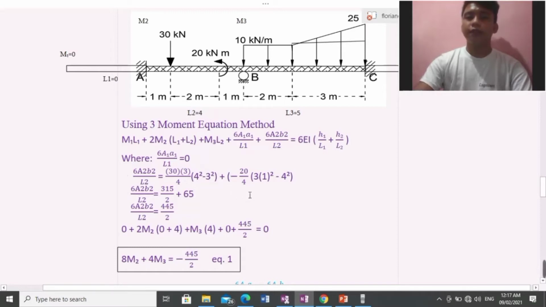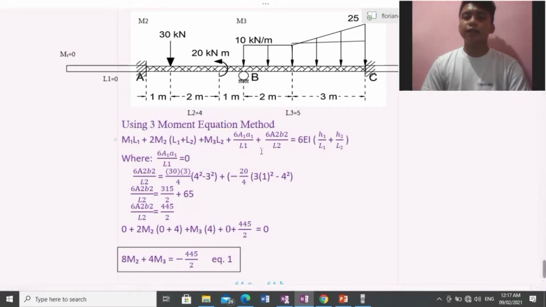So, plus, yung formula naman ng concentrated moment natin na counterclockwise sa right span is negative M over L multiplied to the quantity of 3b squared minus L squared. So, kung naalala nyo. So, sinubstitute ko na din dito is negative 20. Yung moment natin is 20 all over. Yung length is 4 multiplied to 3 times b is 1. 1 na lang dito. Yung b natin. Squared minus the L is 4 squared. So, ang makukuha natin dito is 315 over 2 plus 65.